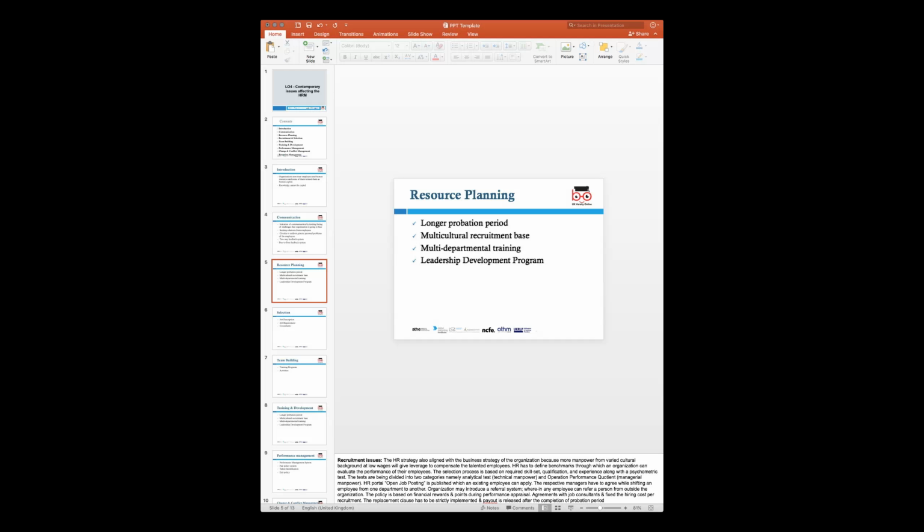Or is he going to be able to come in and disturb the apple cart in terms of what runs and happens within the organization? So those kind of things are looked at from a point of view of resource planning, and some of the issues within resource planning can crop up as something called contemporary issues.